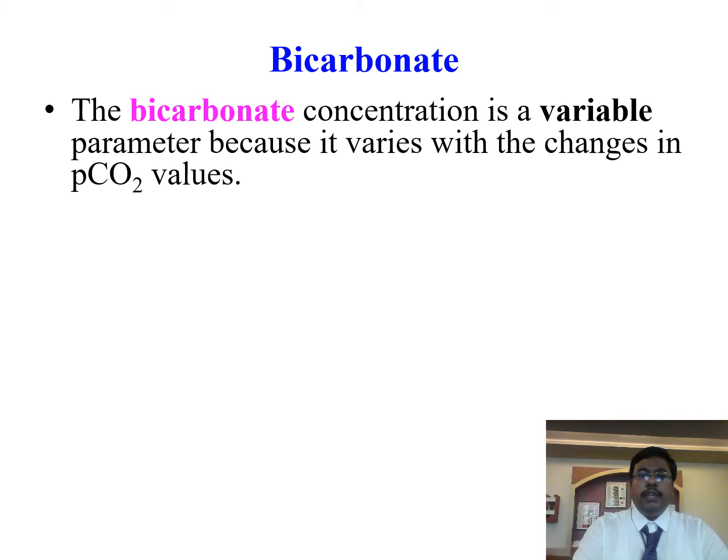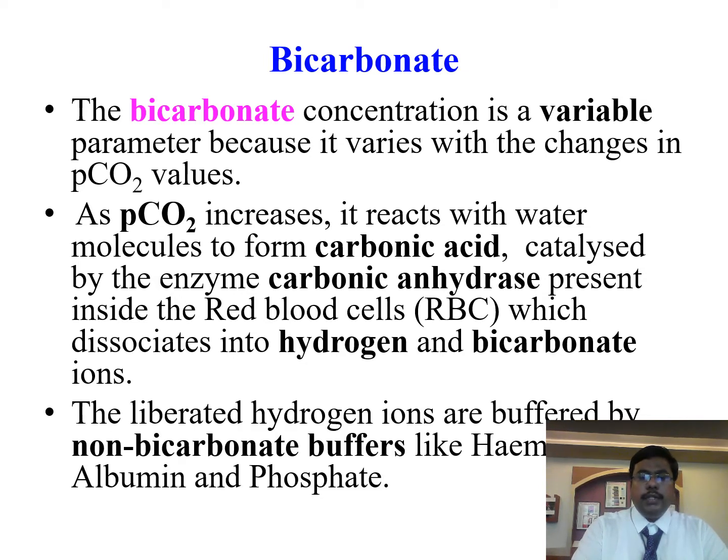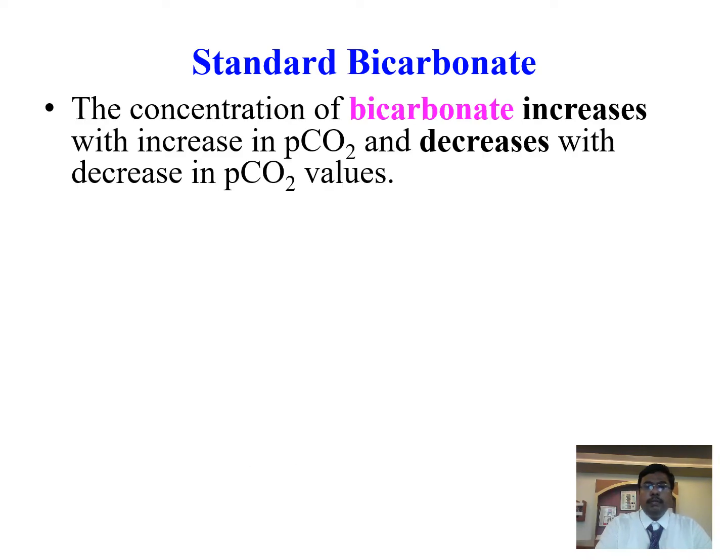Bicarbonate concentration is a variable parameter because it varies with the changes in PCO2 values. As PCO2 increases, it reacts with water molecules to form carbonic acid. This reaction is catalyzed by the enzyme carbonic anhydrase present inside red blood cells. Carbonic acid dissociates into hydrogen and bicarbonate ions. The liberated hydrogen ions are buffered by non-bicarbonate buffers like hemoglobin, albumin and phosphate. The concentration of bicarbonate increases with increase in PCO2 and decreases with decrease in PCO2 values.